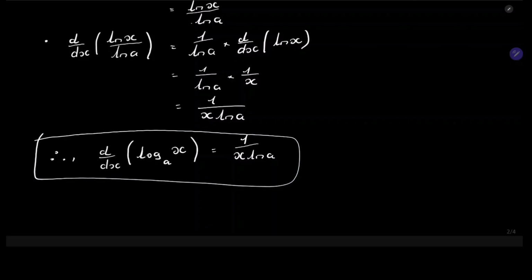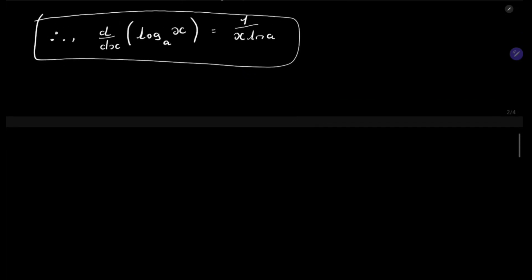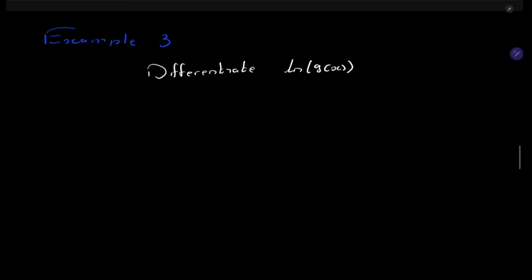Perfect. So let's move on to a third example. In this example, we are going to calculate for a general type of function, that is ln of g of x. So example 3. And what does the example state? Differentiate ln of g of x. So the first thing we're going to do is let f of x be equal to ln of g of x.